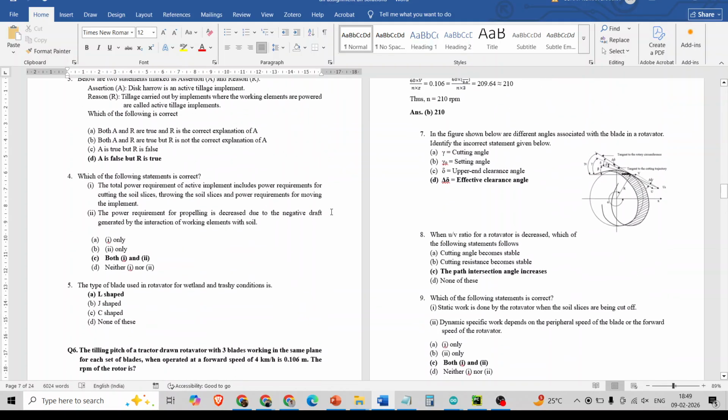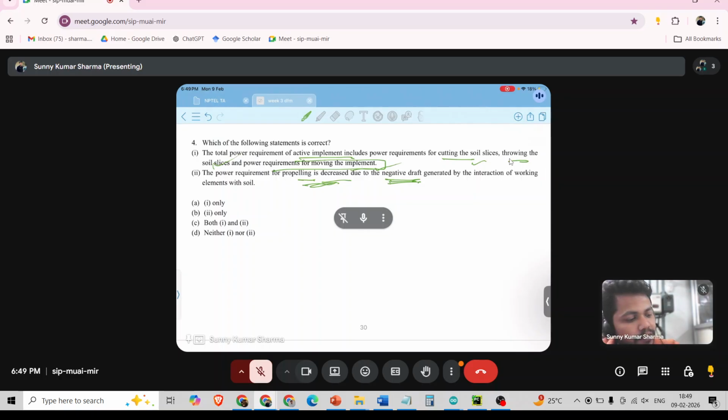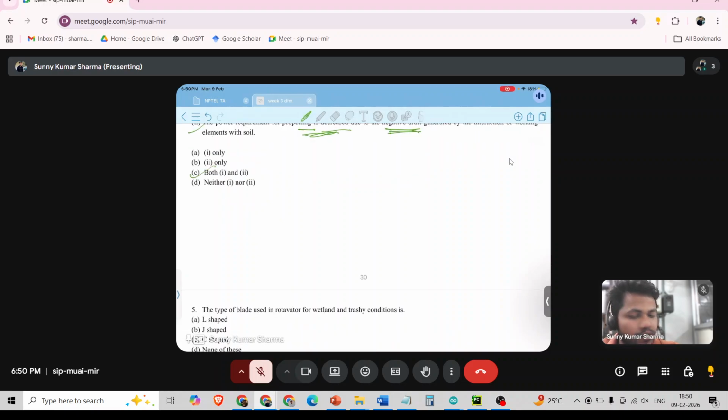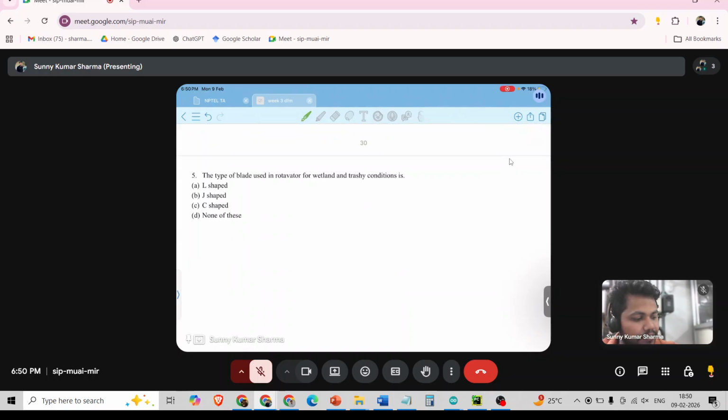So for question 4, the power requirement for moving the implement is also correct. So the total power requirement for an active tillage implement includes all these powers: power required for cutting the soil, throwing the soil, and moving the implement. So both statements 1 and 2 are correct. So the correct answer will be option C.